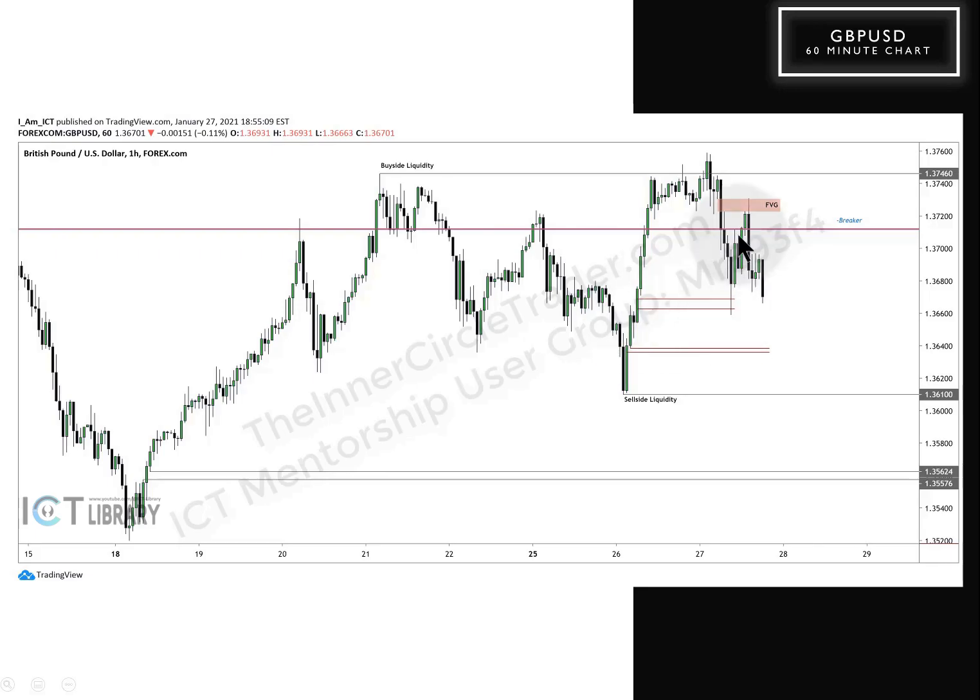Where does it go to? The imbalance right there. Then what's happening? It sells off. All right, so here's that small little 15-minute time frame fair value gap that I told you would see clearer on this time frame.